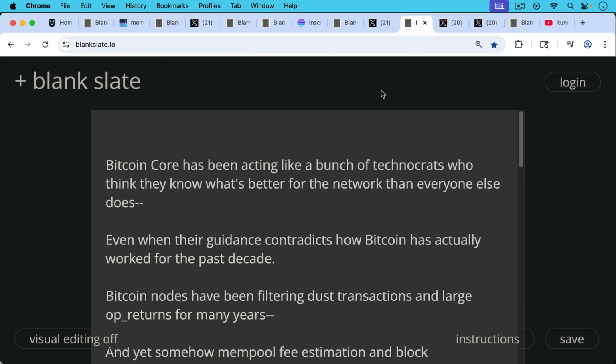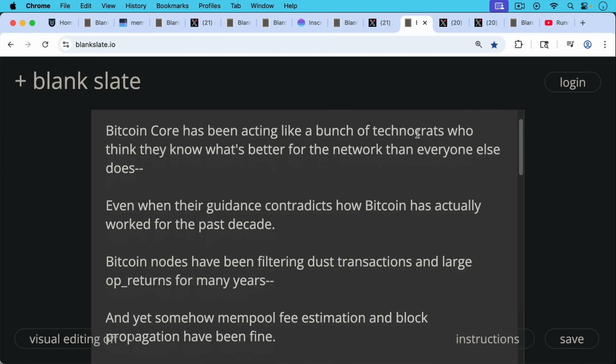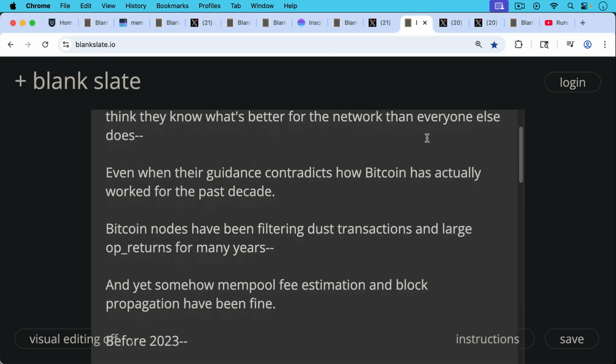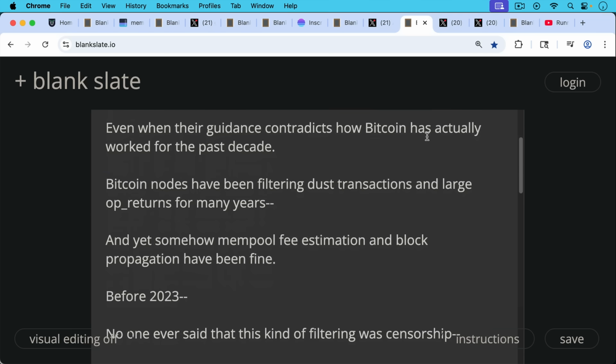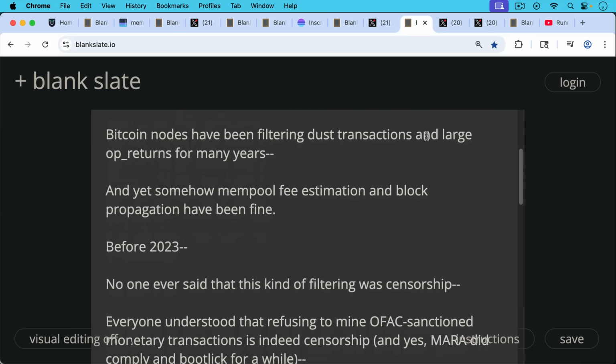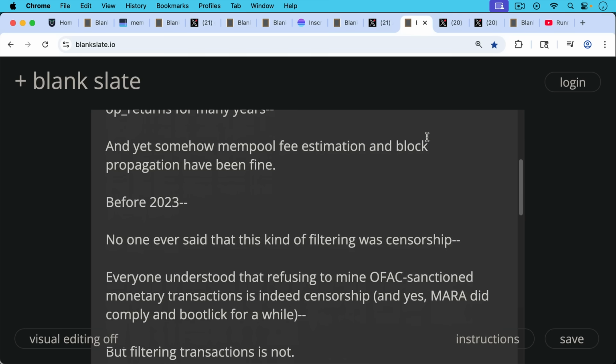Bitcoin Core has been acting like a bunch of technocrats who think they know what's better for the network than everyone else does, even when their guidance contradicts how Bitcoin has actually worked for the past decade. Bitcoin nodes have been filtering dust transactions and large op returns for many years, and yet somehow mempool fee estimation and block propagation has been fine. We've all survived. Before 2023, no one ever said that this kind of filtering was censorship.